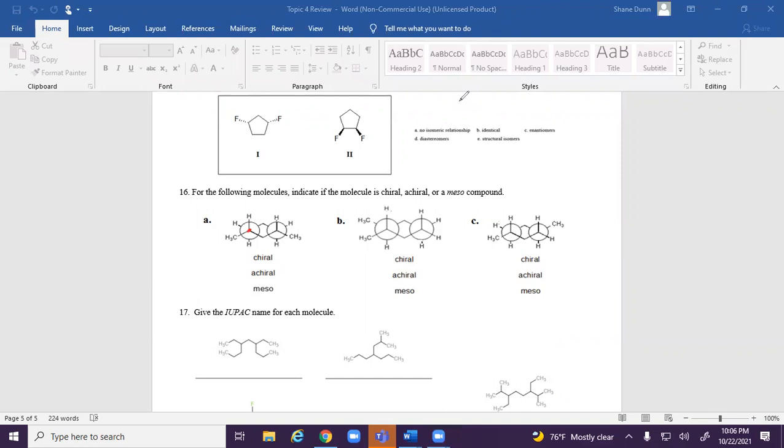So one, two, three, four, five, six. What are those? Those are chair diagrams. If you see Newman projections like this, you have a Newman projection as a chair diagram.